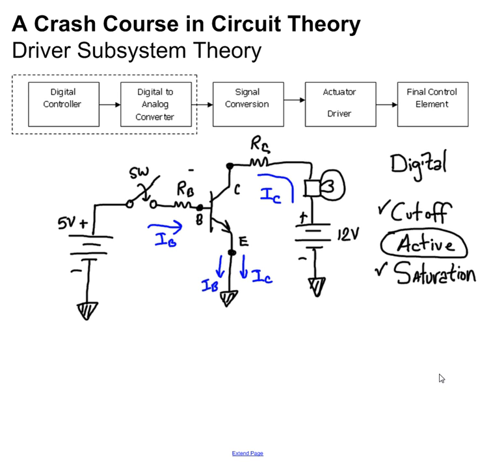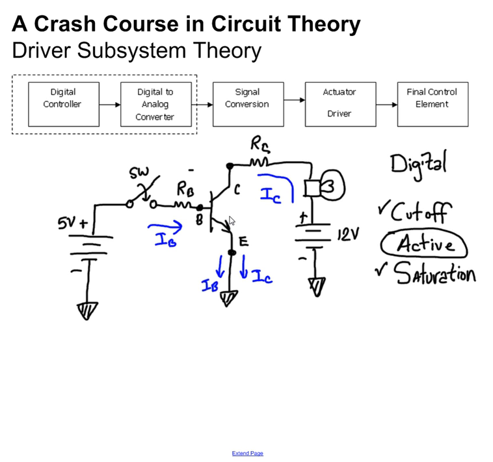In this video, I'm going to explain the operation of the transistor as a digital switch. The transistor can operate in three different regions: the cutoff region, the active region, and the saturation region. We're going to focus mainly on the cutoff region and the saturation region.